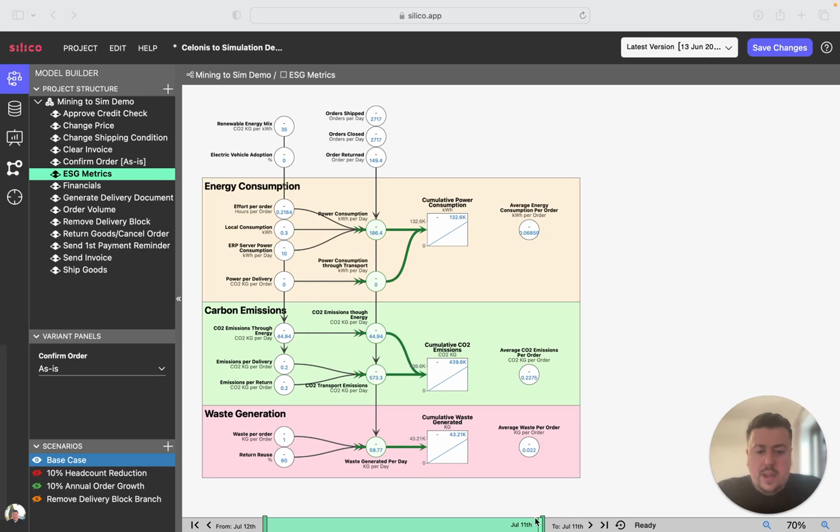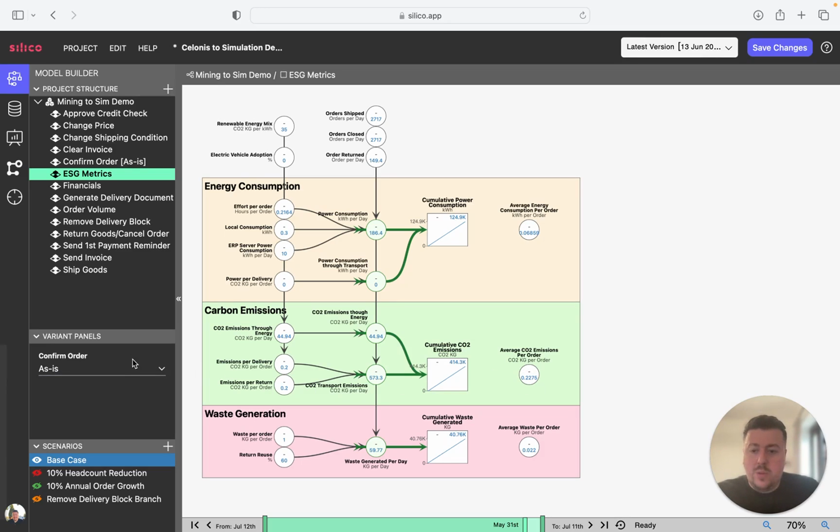So as you can see, we've got a slider at the bottom where we can move forward the simulation and see what sort of impacts this is having. So we can see on carbon emission, as we move the simulation forward, the cumulative carbon emissions have increased, and we can see the average CO2 emissions per order. Process improvement teams can look at ways in which they can improve the current processes to target these particular metrics.